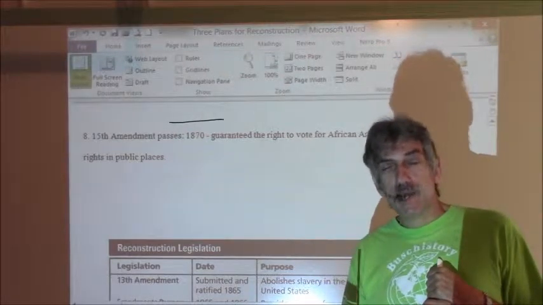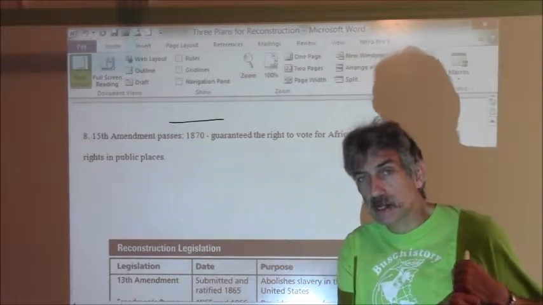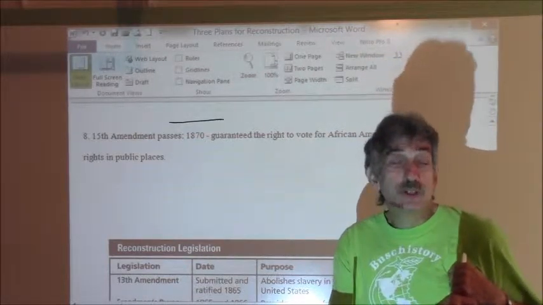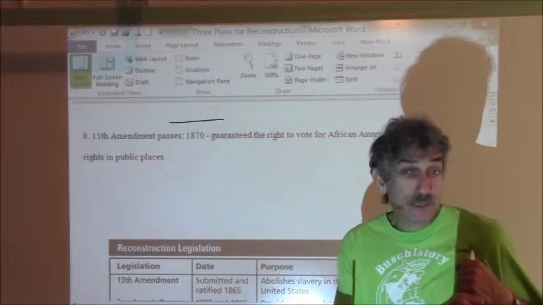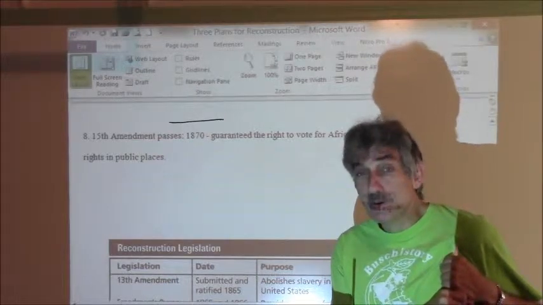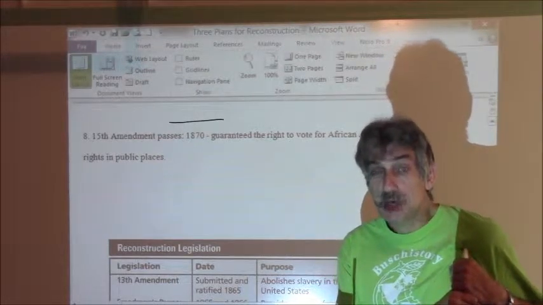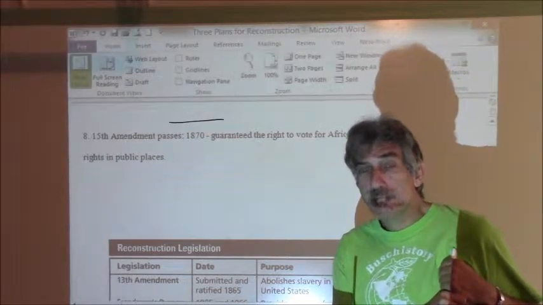Didn't happen. Didn't happen that way. The 15th Amendment grants all males born in the United States the right to vote. And who's going to be the largest voting bloc in the South? It's going to be Republicans in the South. And who's going to make up the large group of Republicans in the South? It's going to be the former slaves. For a while. That will change. But imagine how that's going over.